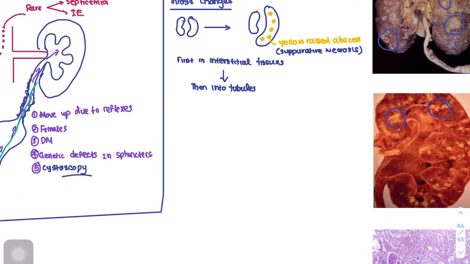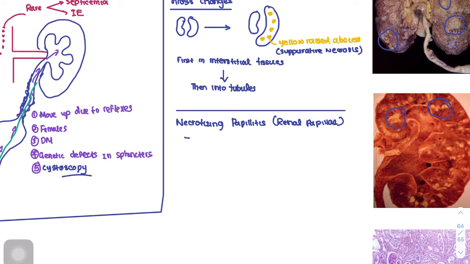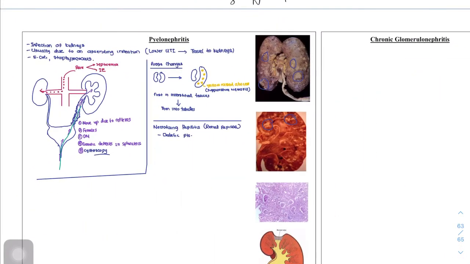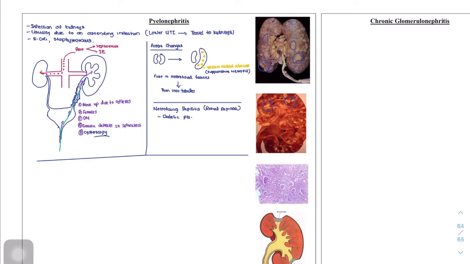Or if it affects the papilla, it is called necrotizing papillitis. It is when it affects the renal papilla. This is more common in diabetic patients. So this is acute pyelonephritis that we did. Next, chronic pyelonephritis.